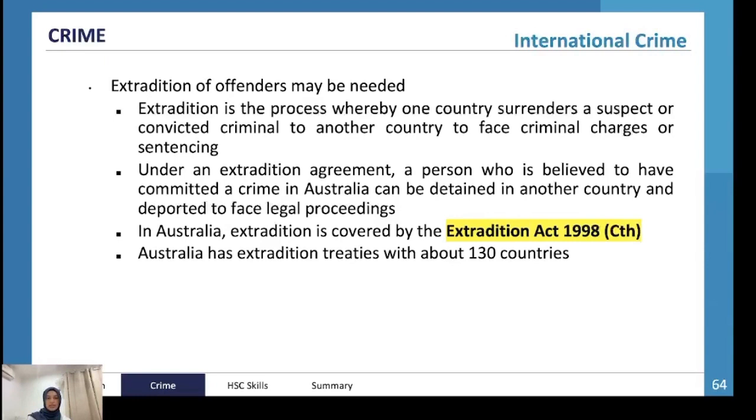In Australia, extradition is covered by the Extradition Act of 1998, Commonwealth. Australia has extradition treaties with about 130 countries.